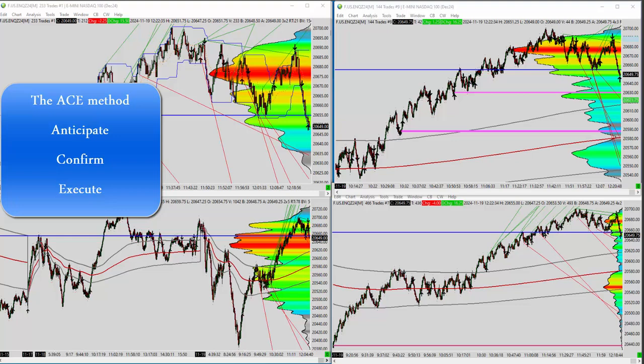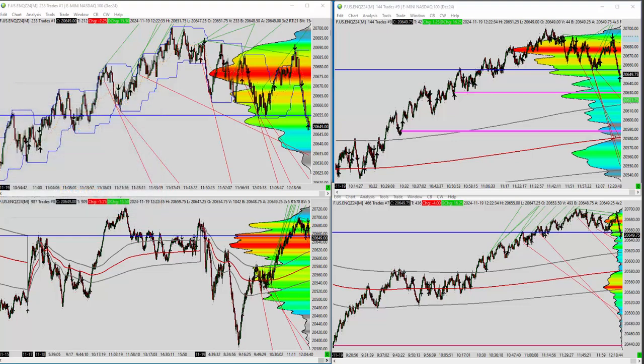So basically, anticipate first, confirm, and then execute. Even when you execute, you have to have a strategy for managing your trade. So for example, we do 3 contracts. We could take 2 at the first target, or you can go in and out with all of them.